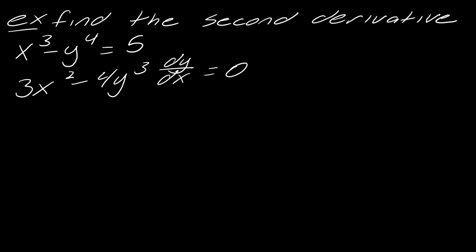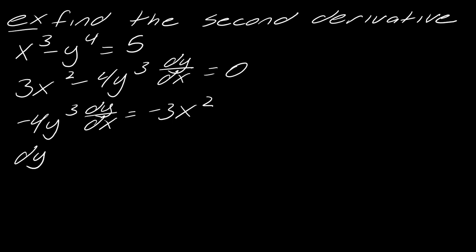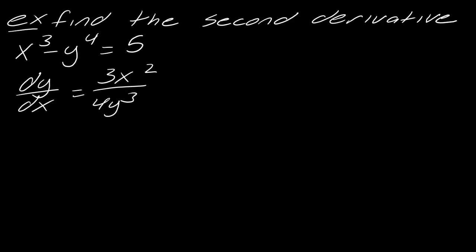So this is going to be negative 4y to the third dy/dx equals negative 3x squared. And so then I get dy/dx equals 3x squared over 4y cubed. Okay, so I'm going to need a little space to take the second derivative, so let me clear some space. To take the second derivative, we really just jump right in and start taking the second derivative of this side.